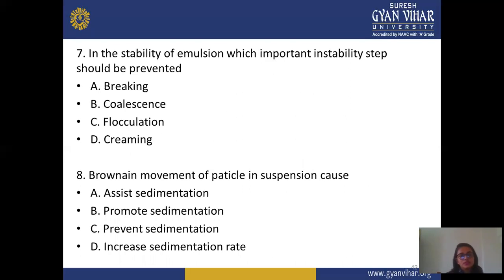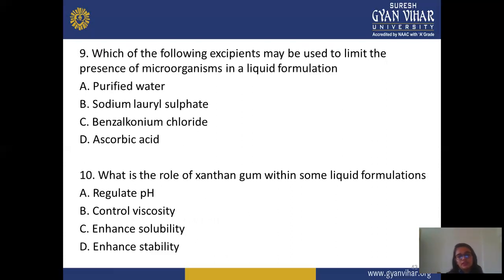And next, the seventh question: in the stability of an emulsion, which important instability step should be prevented? A is breaking, B is coalescence, C is flocculation, D is creaming. And in the eighth question, downhill movement of particles in a suspension causes sedimentation: the options are assist sedimentation, promote sedimentation, prevent sedimentation, and D, the last option, is increase sedimentation rate. In the ninth question, which of the following excipients may be used to limit the presence of microorganisms in a liquid formulation? A is purified water, B is sodium lauryl sulfate, C is benzalkonium chloride, D is ascorbic acid.